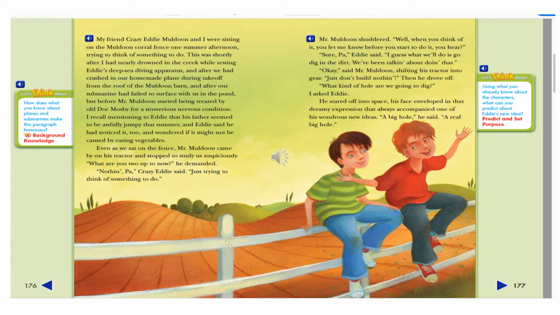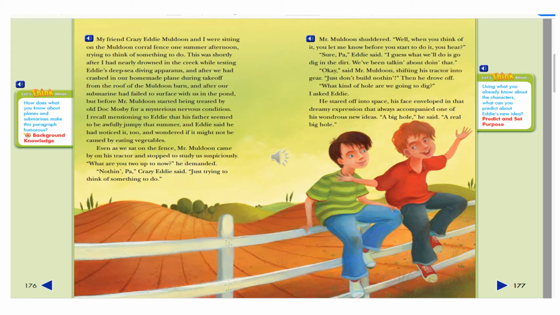Even as we sat on the fence, Mr. Muldoon came by on his tractor and stopped to study us suspiciously. "What are you two up to now?" he demanded. "Nothing, Pa," Crazy Eddie said. "Just trying to think of something to do." Mr. Muldoon shuddered. "Well, when you think of it, you let me know before you start to do it, you hear?" "Sure, Pa," Eddie said. "I guess what we'll do is go dig in the dirt. We've been talking about doing that." "Okay," said Mr. Muldoon, shifting his tractor into gear. "Just don't build nothing." Then he drove off.